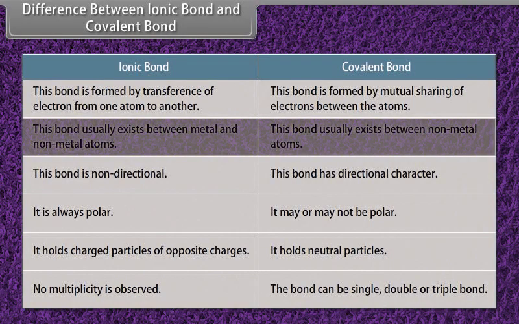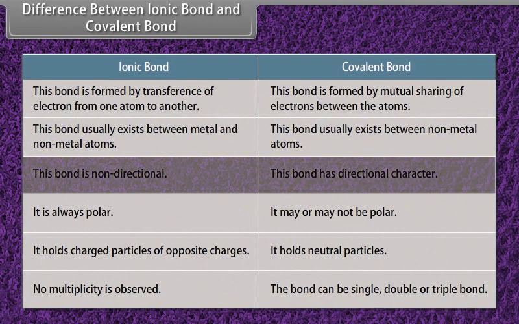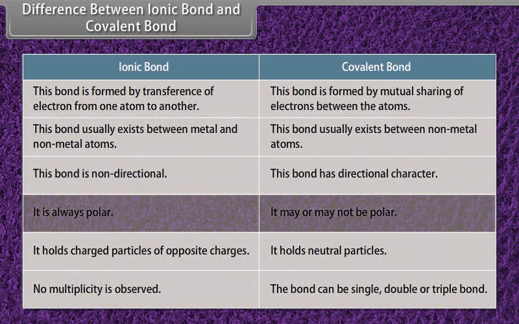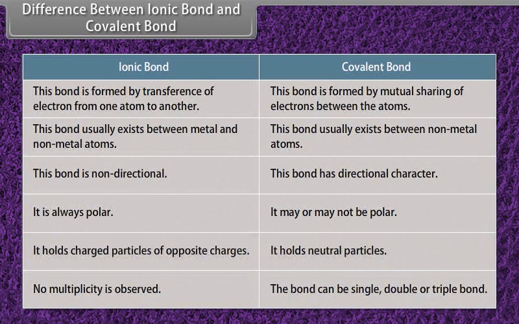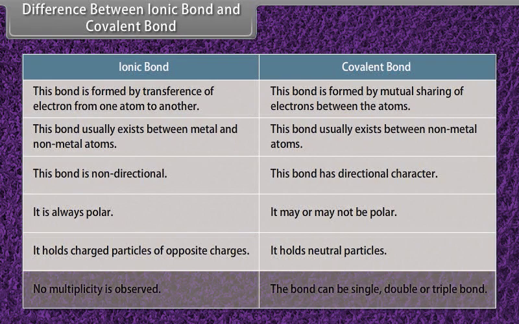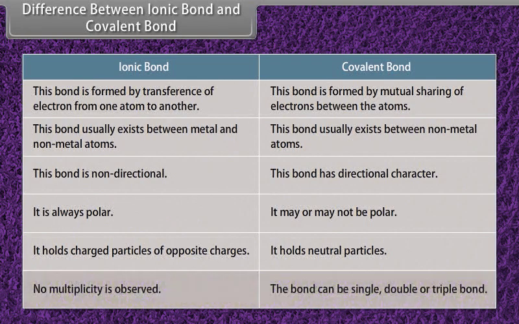Ionic bond usually exists between metal and non-metal atoms, whereas covalent bond usually exists between non-metal atoms. Ionic bond is non-directional, whereas covalent bond has directional character. Ionic bond is always polar, whereas covalent bond may or may not be polar. Ionic bond holds charged particles of opposite charges, whereas covalent bond holds neutral particles. No multiplicity is observed in ionic bond, whereas covalent bond can be single, double or triple bond.